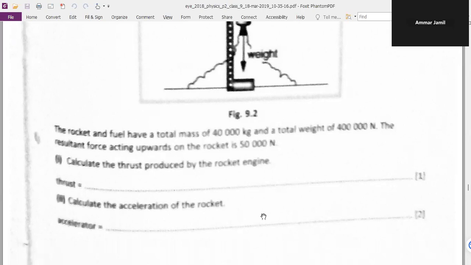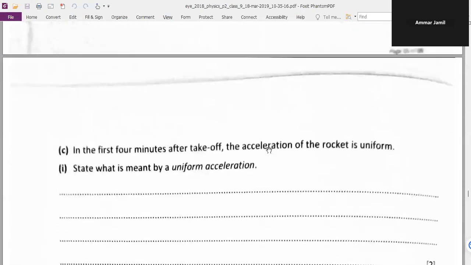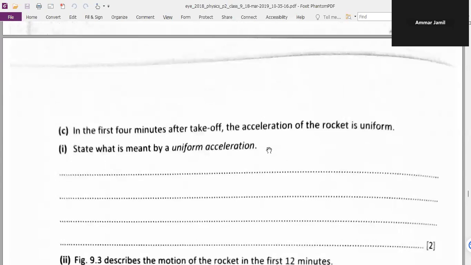And the acceleration of the rocket will be given by F is equal to ma, so a will be F over m. The force will be the resultant force, which is 50 newtons, and the mass is 40,000. That will give you the acceleration. First 4 minutes, make note of the 4 and the minute.